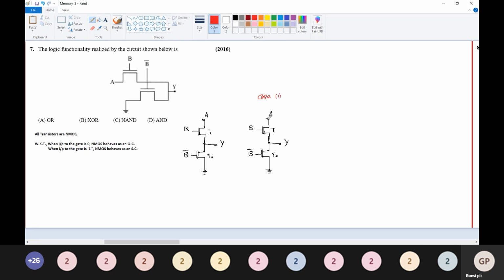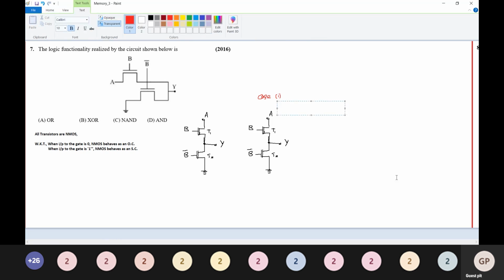Okay, case 1. If B is equal to 0, what do we do there? When B is equal to 0, transistor T2 is short circuited. Therefore, output Y is equal to 0.